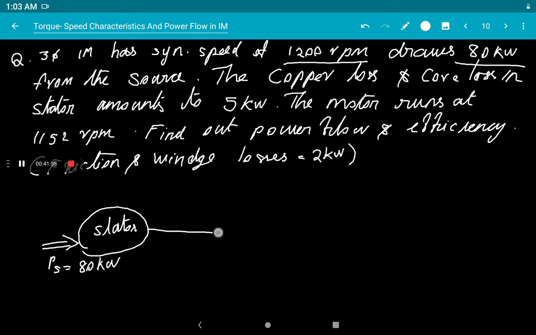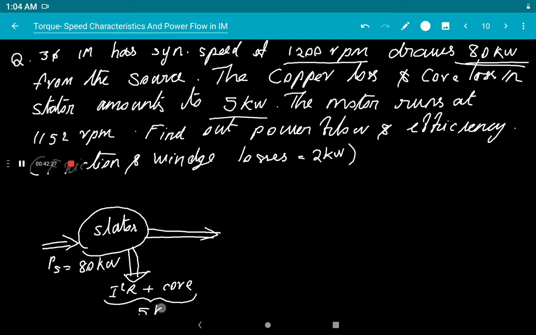then the output. Before output there will be some losses. Losses are I square R loss plus core loss. So from the source it draws 80 kW, that is our input, and the copper loss and core loss of the stator together is 5 kW. Okay, and the remaining part goes to the rotor.